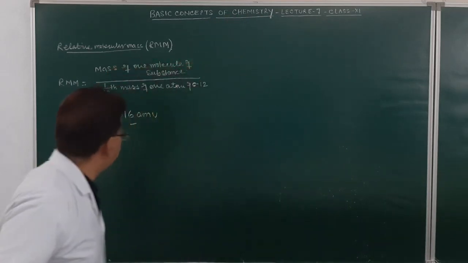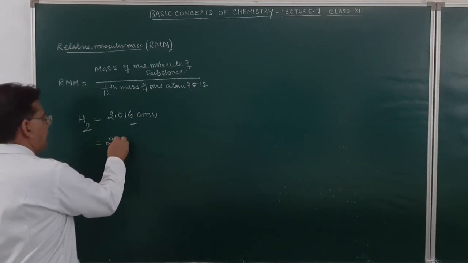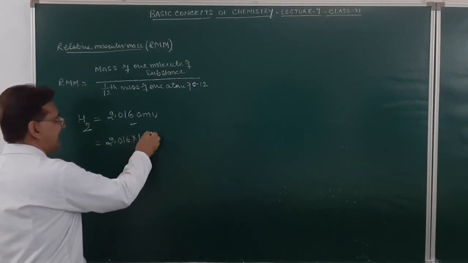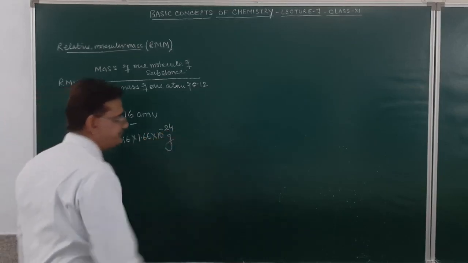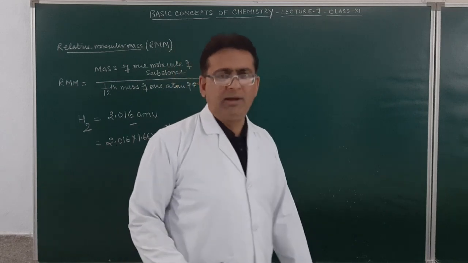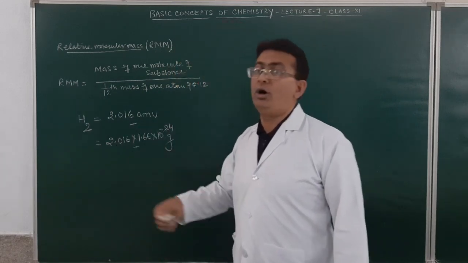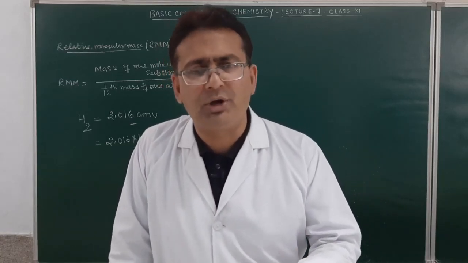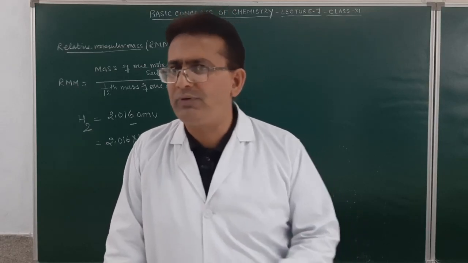So, if the mass of one molecule is to be calculated in gram, this will be equal to 2.016 into 1.66 into 10 raised to power minus 24 gram. Am I clear? This is the mass of one molecule of a substance in gram. Or simply, how will I do? 6.02 into 10 raised to power 23 molecules of hydrogen have what mass? 2.016. Calculate the mass of one molecule of hydrogen.